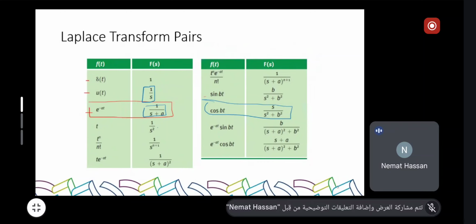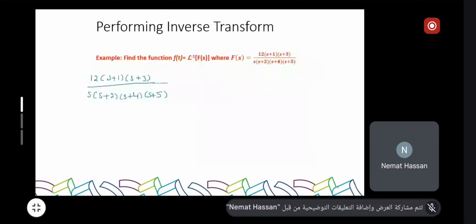So what I will do is I'll try to rearrange this or mathematically manipulate it into something that I can find on the table. And for that, I will use partial fractions, a term that you should be familiar with. And I'm going to say that this large fraction was originally 4 smaller fractions: a over s, b over s plus 2, c over s plus 4, and d over s plus 5. So this is what we start with.